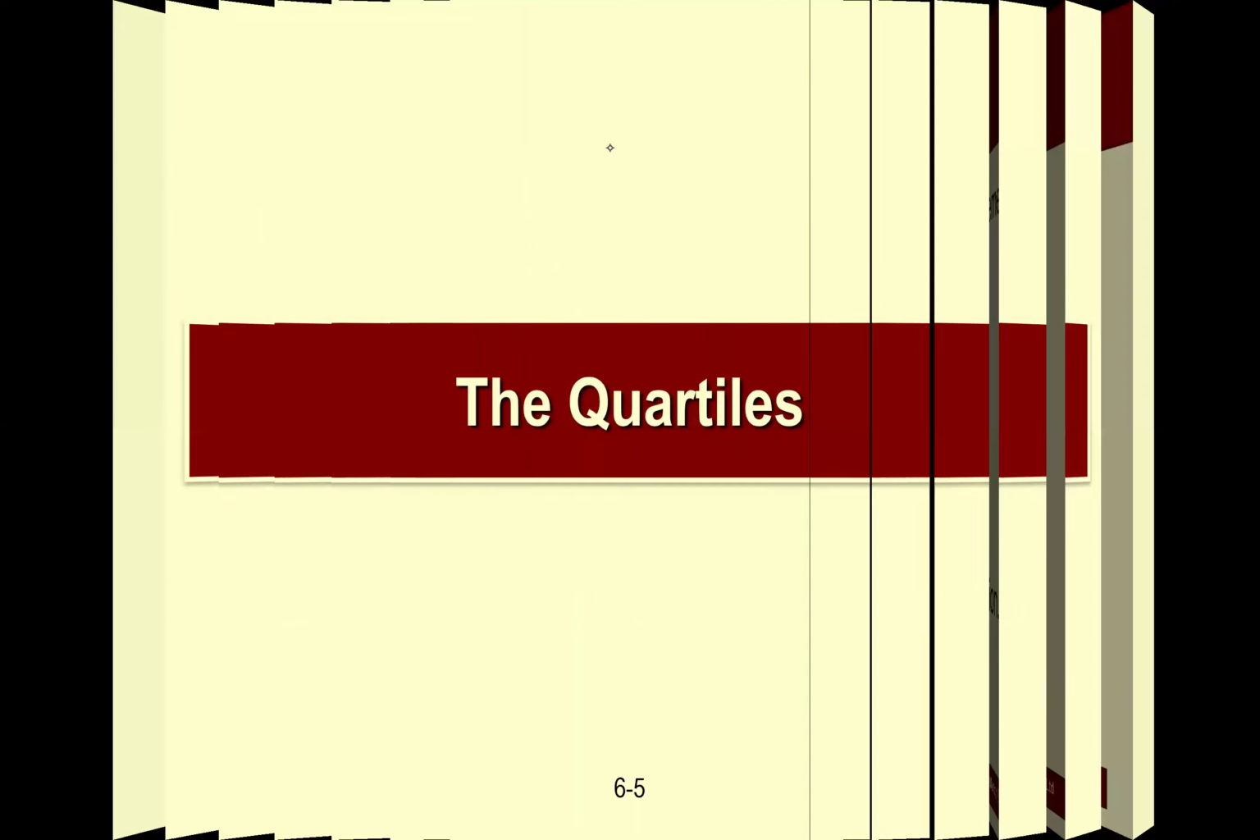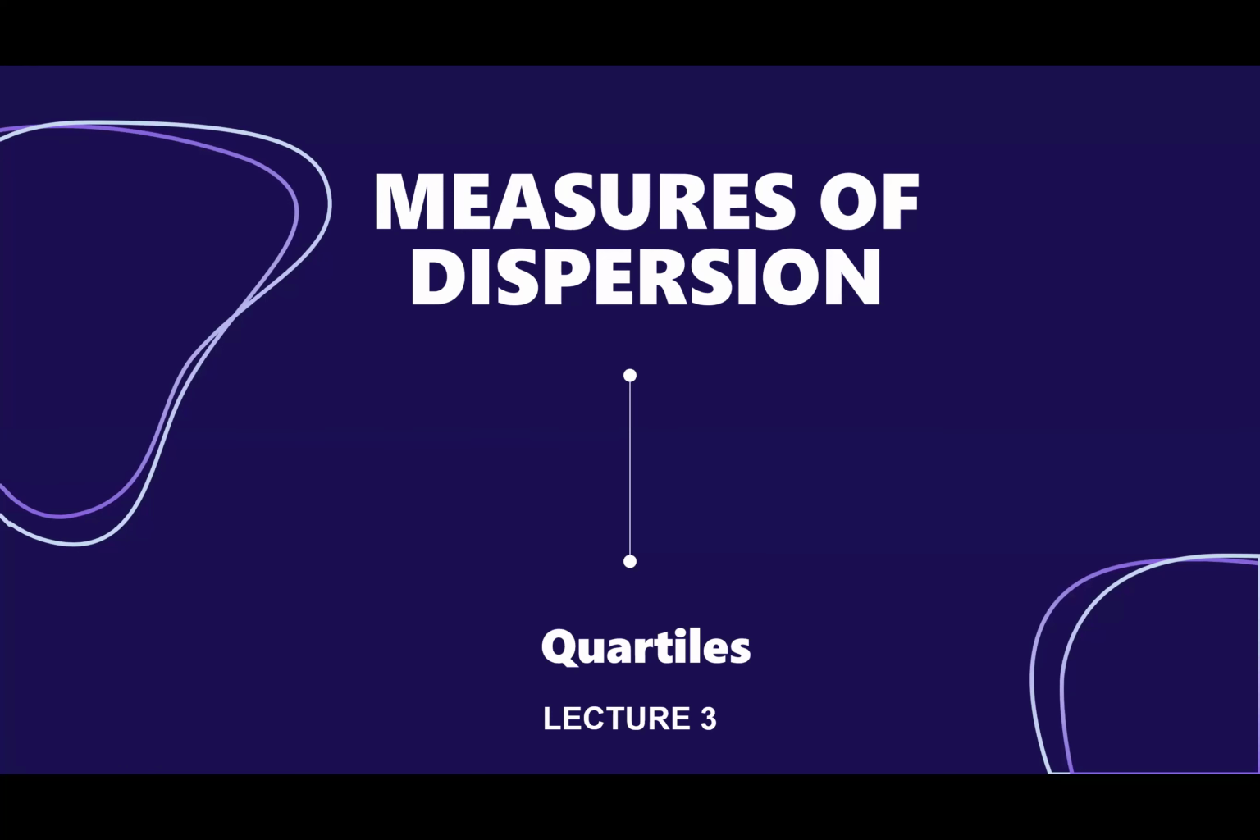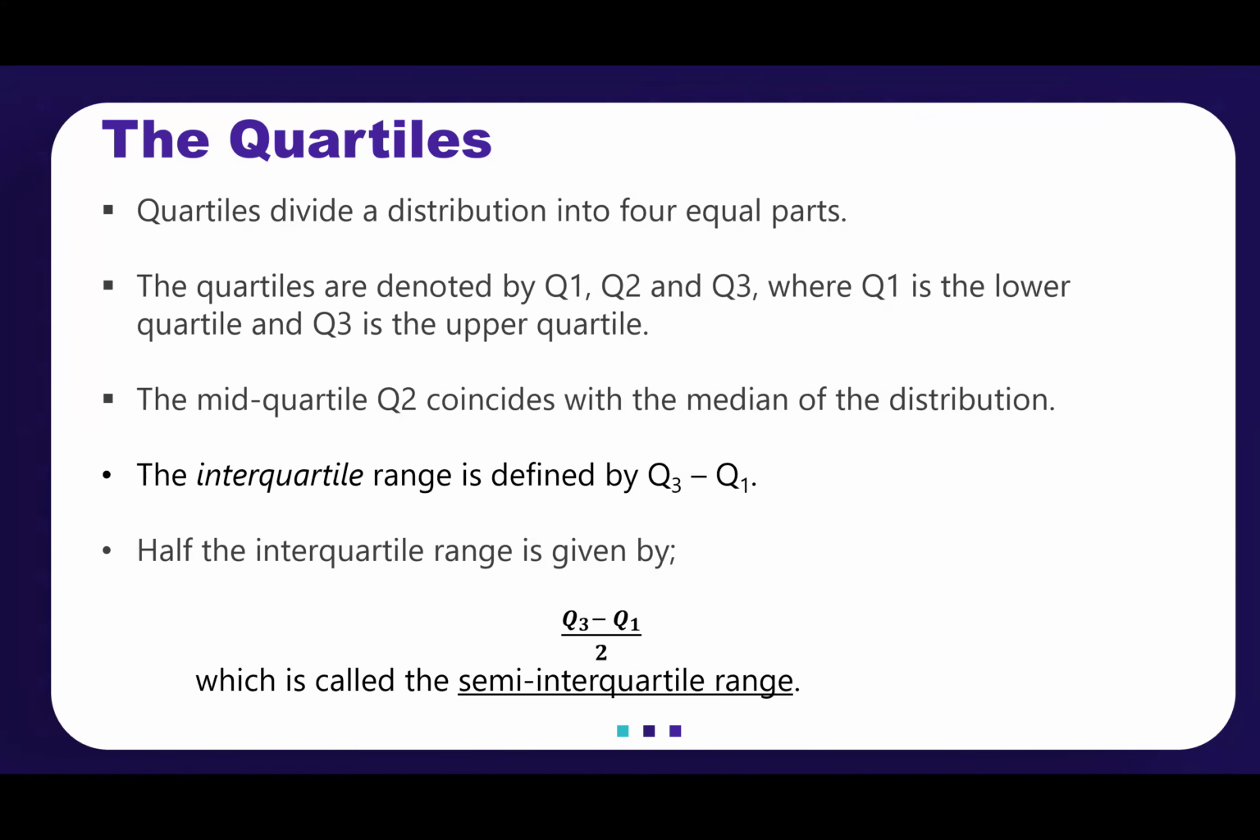Next are the quartiles. Next, we shall jump into the quartiles. We have our quartiles here. The quartiles, they address the limitations of the range by dividing a distribution into 4 equal parts. The quartiles divide a distribution into 4 equal parts. And the quartiles are mainly 3.